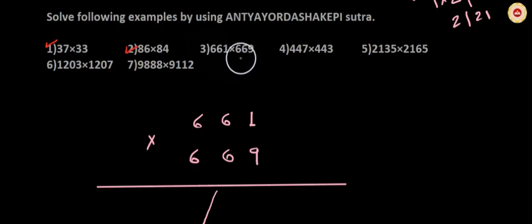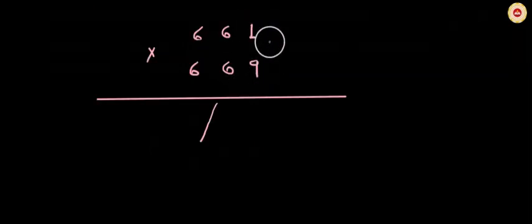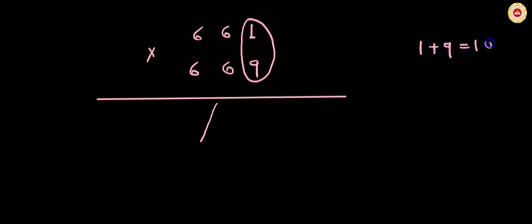661 multiplied by 669. Now friends, let us observe the last digits of multiplicand and multiplier. There is 1 in the multiplicand and there is 9 in the multiplier, last digits. So the sum of these last digits is 1 plus 9 is 10. So first condition is satisfied, fulfilled.